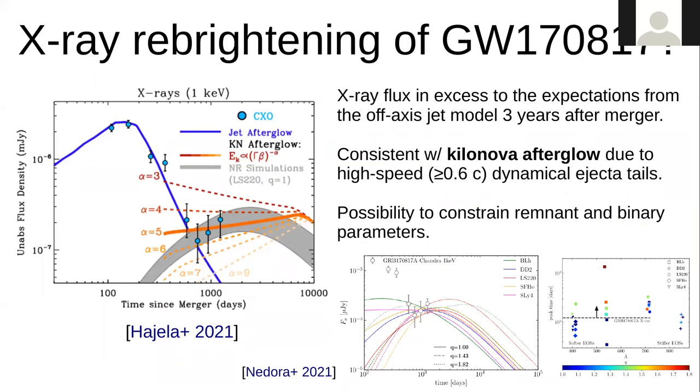So more recently, an X-ray excess of the source of GW170817 was suggested by some Chandra telescope observations. We have participated in this analysis with our simulation data. And we found that this rebrightening could be compatible with the kilonova afterglow, which was expected to be caused by the synchrotron emission from the high-speed component of the dynamical ejecta. So this scenario is very exciting. If confirmed, this will be the first confirmation of this phenomenon. And of course, we are waiting for future observations to further confirm or disprove this discovery.